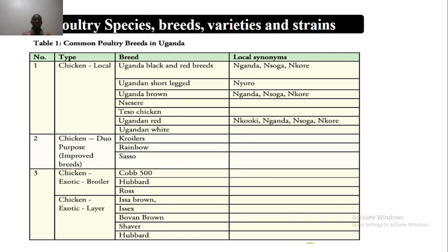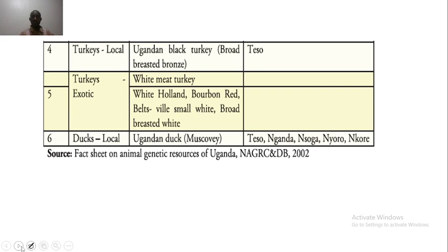Then based on the purpose, we have the dual purpose, for example Kuroilers, we have Rainbow, we have Sasso. Then in terms of chicken, broilers are reared for meat. We have the Cobb 500, then we have the Hubbard. For layers, we have the Isa Brown, we have Bovans Brown. Those are some of the breeds. Turkeys, we have the broad-breasted, we have white, then the Beltsville. The ducks, we have the Muscovy commonly. This is from NAGRC, that's where we obtain this data.